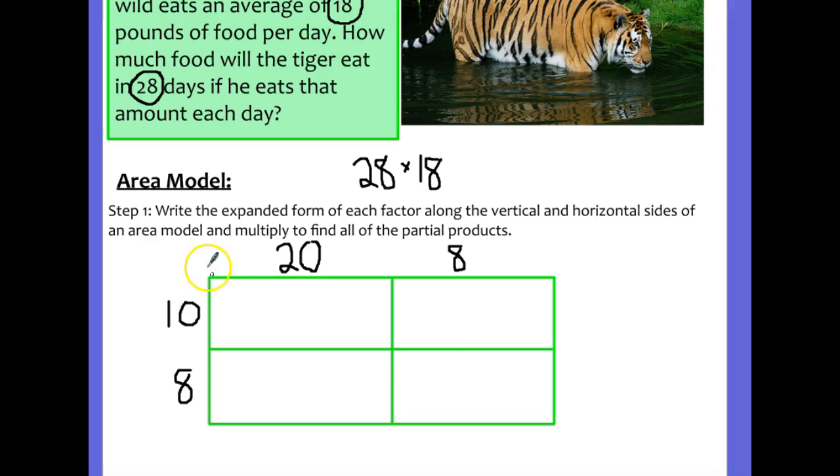And now we multiply. I'm going to put my multiplication symbol up here in the corner, so that reminds me what I'm doing. 10 times 20 is 200. That's my first partial product. 10 times 8 equals 80. Next, 20 times 8 is 160. And 8 times 8 is 64.